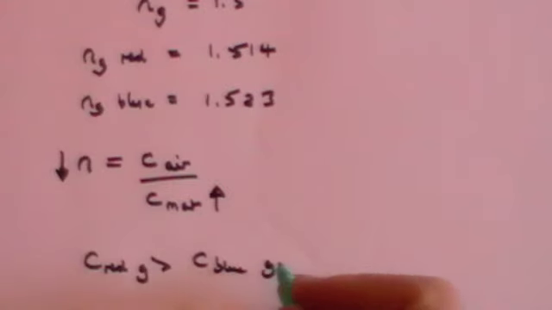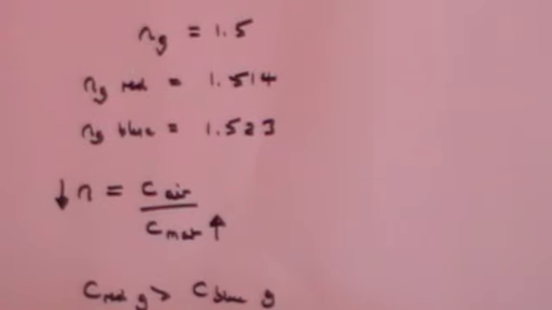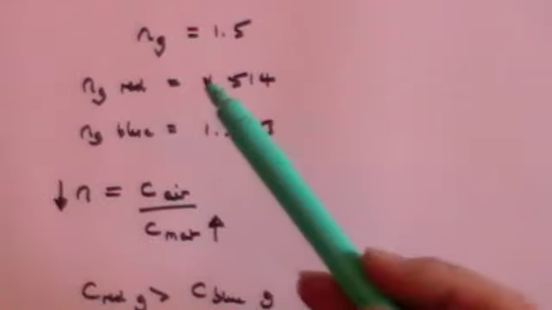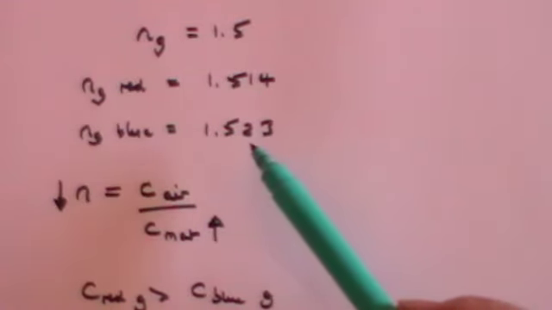Of course, in air, they both travel at pretty much the same speed, 3 times 10 to the 8th meters per second. But red light in glass travels faster than blue light in glass. Consequently, because of this formula here, the refractive index of red light is less than the refractive index of blue light.